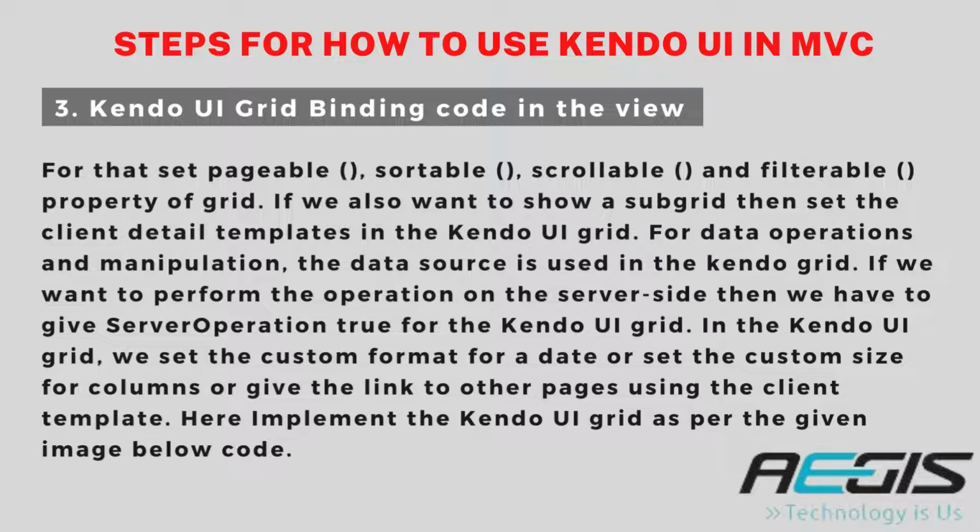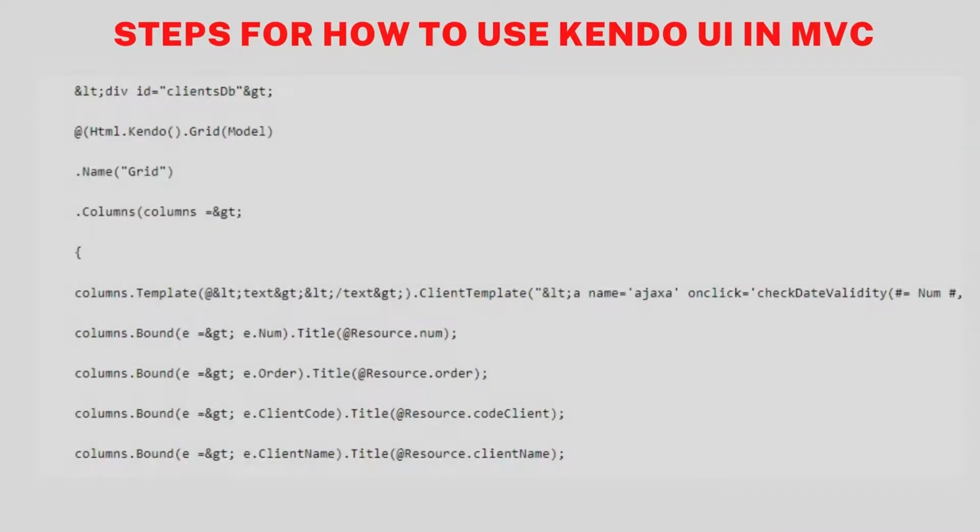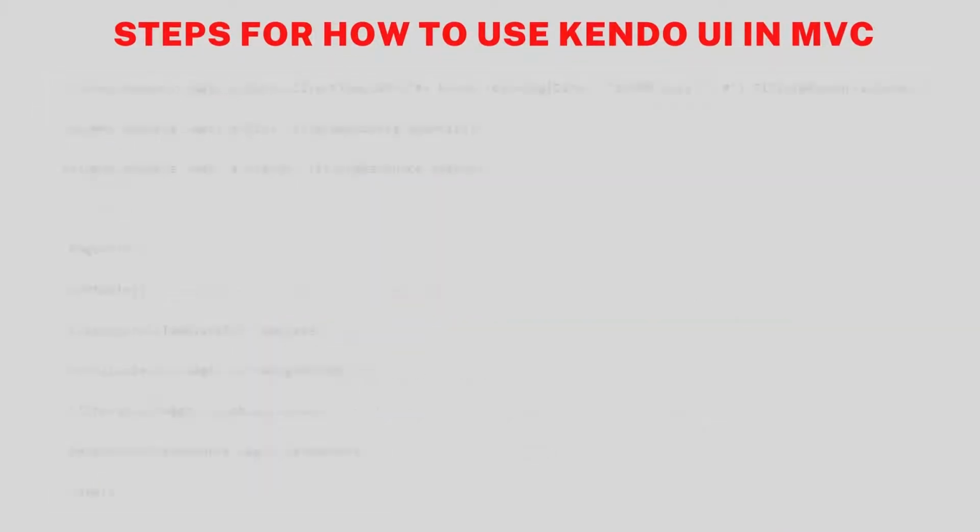If we want to perform the operation on the server side, then we have to give server operation true for the Kendo UI grid. In the Kendo UI grid, we set the custom format for a date or set the custom size for columns or give the link to other pages using the client template. Here implement the Kendo UI grid as per the given image below code.